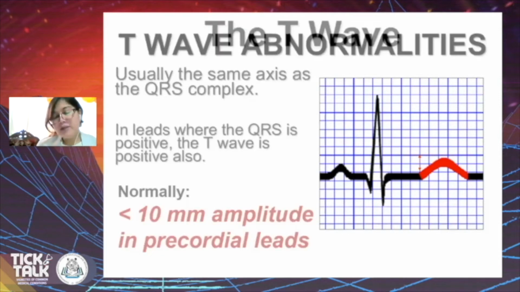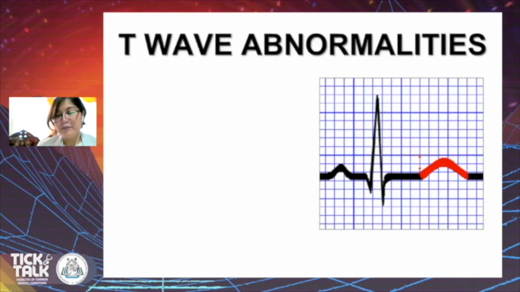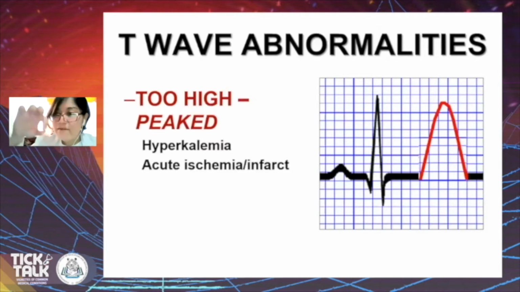Now, there are certain T wave abnormalities that we would have to be mindful of or are commonly seen in our patients. If you have a very tall or a very big amplitude of your T wave, meaning it's a peaked T wave, then you may suspect electrolyte abnormalities, very common among our CKD patients, as in hyperkalemia, especially if you're able to see diffuse T wave peaking.